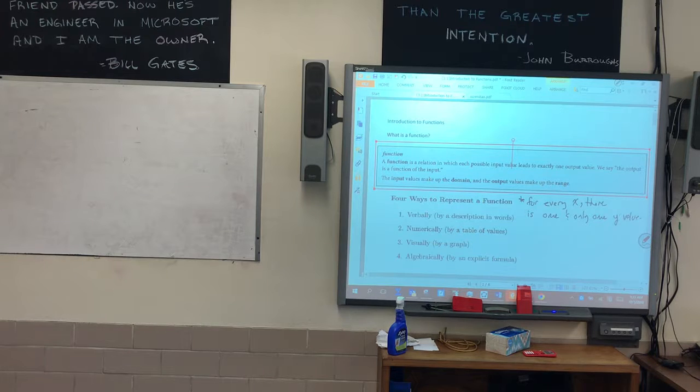But the key to being a function is that for every x value, or for every input value, there is one and only one output value, or y value. We say the output is a function of the input.